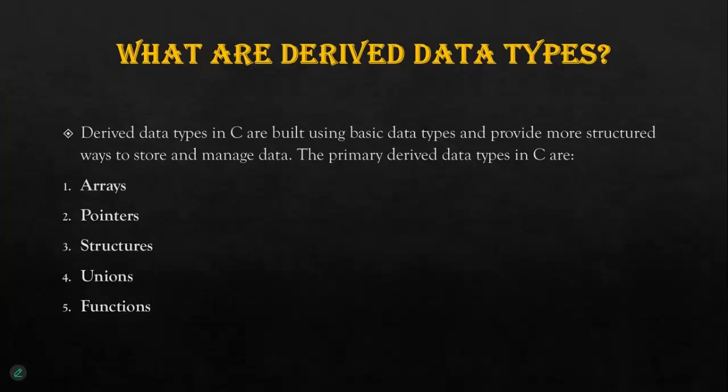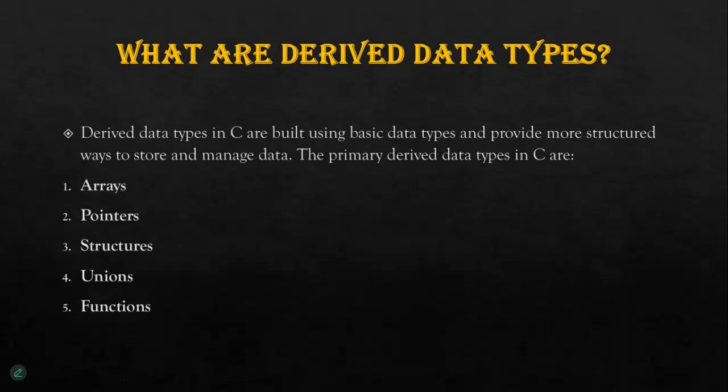Derived data types in C are built using basic data types and provide more structured ways to store and manage data. The primary derived data types in C are arrays, pointers, structures, unions, and functions. They are built using basic data types. What are the basic data types? Basic data types mean int, float, double. Derived types are created using basic data types and provide more structured ways to store and manage data.